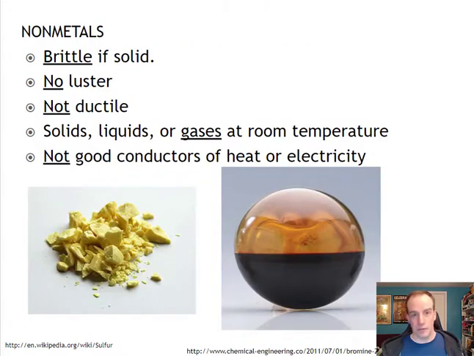Nonmetals are kind of the opposite of metals. They're brittle, they just kind of break, you can't bend them or make wires out of them. They're not shiny, so they're not good conductors of heat or electricity, usually. There are some exceptions. So most metals are also solids at room temperature, except for a few, like mercury is a liquid metal at room temperature, whereas nonmetals can be solid, liquids, or gases.